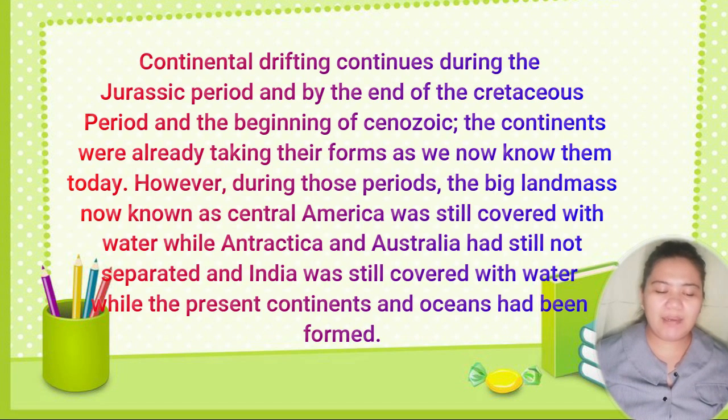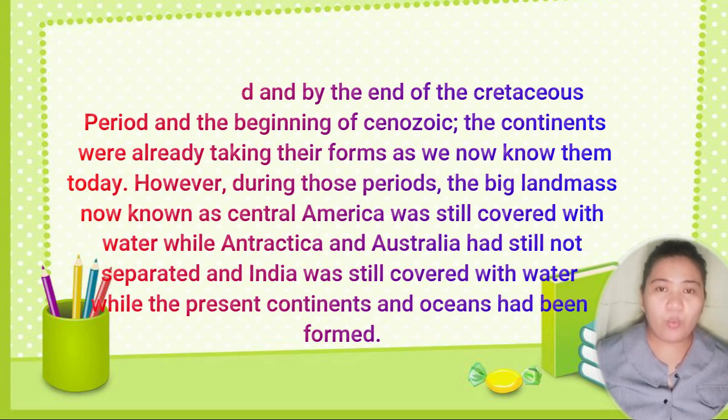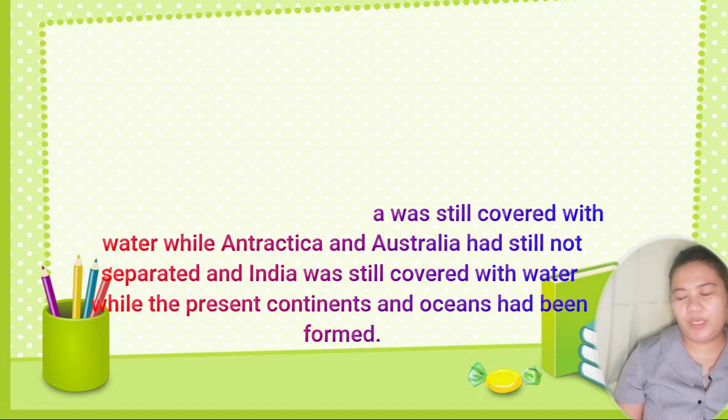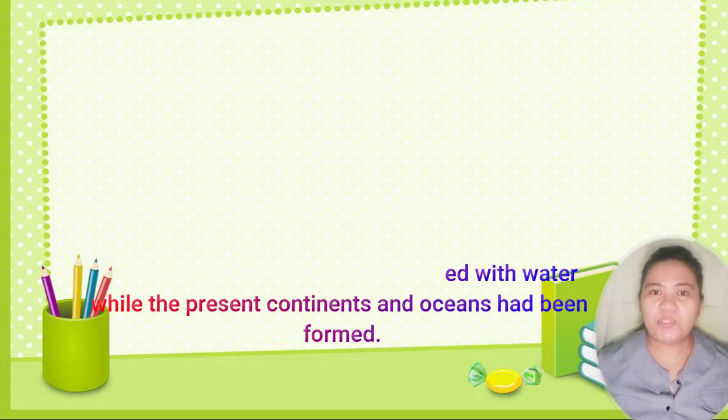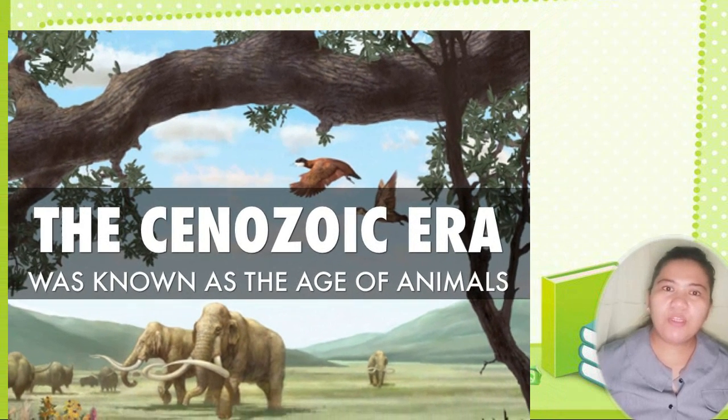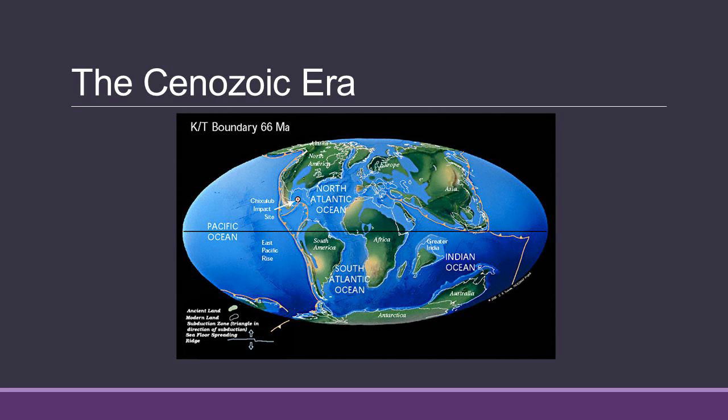However, during those periods, the big land mass now known as Central America was still covered with water, while Antarctica and Australia had still not separated, to be specific, at the end of the Cretaceous and the early Cenozoic. And then India was still covered with water, while the present continents and oceans had been formed. So during this period of the early Cenozoic, most oceans are actually present because, as you can see on the figure, the continents are actively moving away from each other, leading to the formation of oceans and bodies of water.